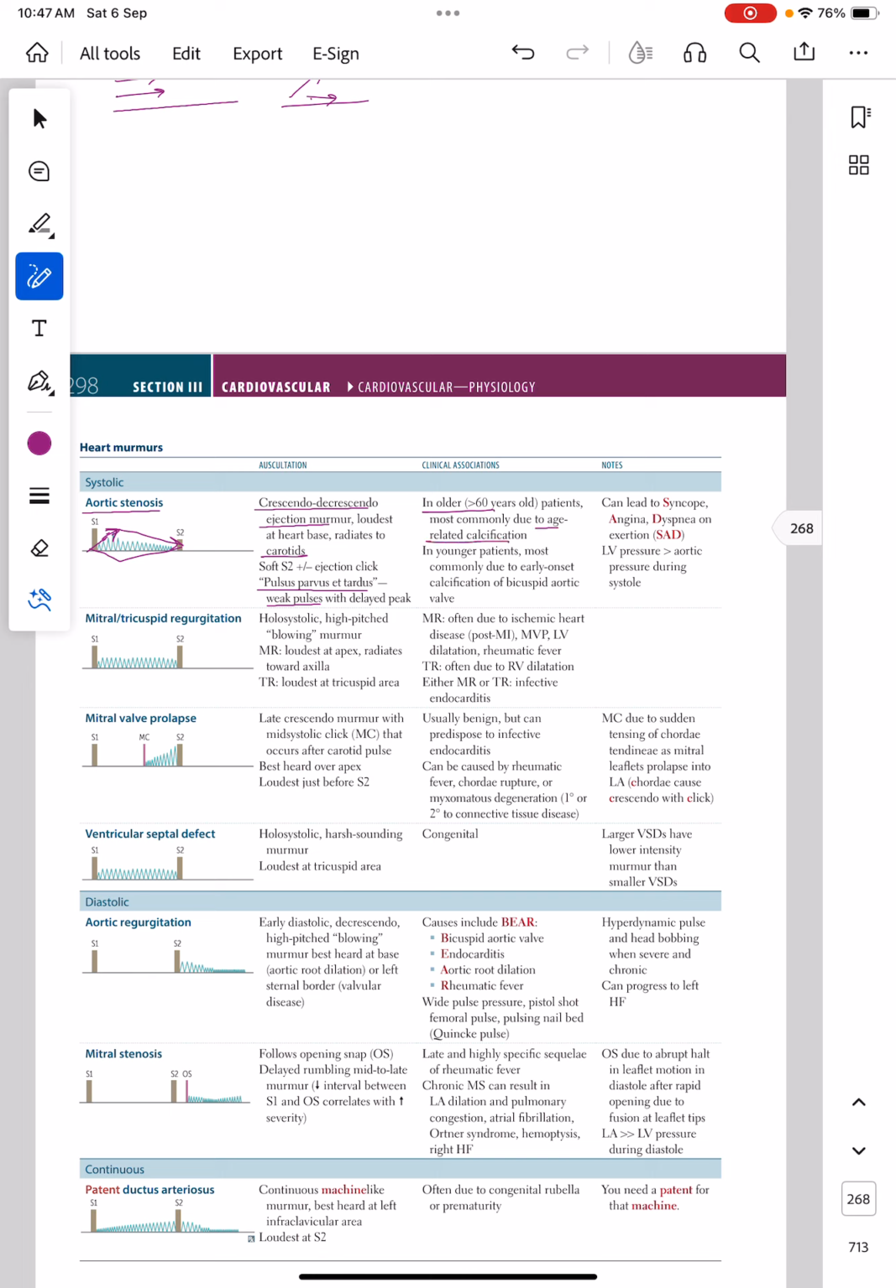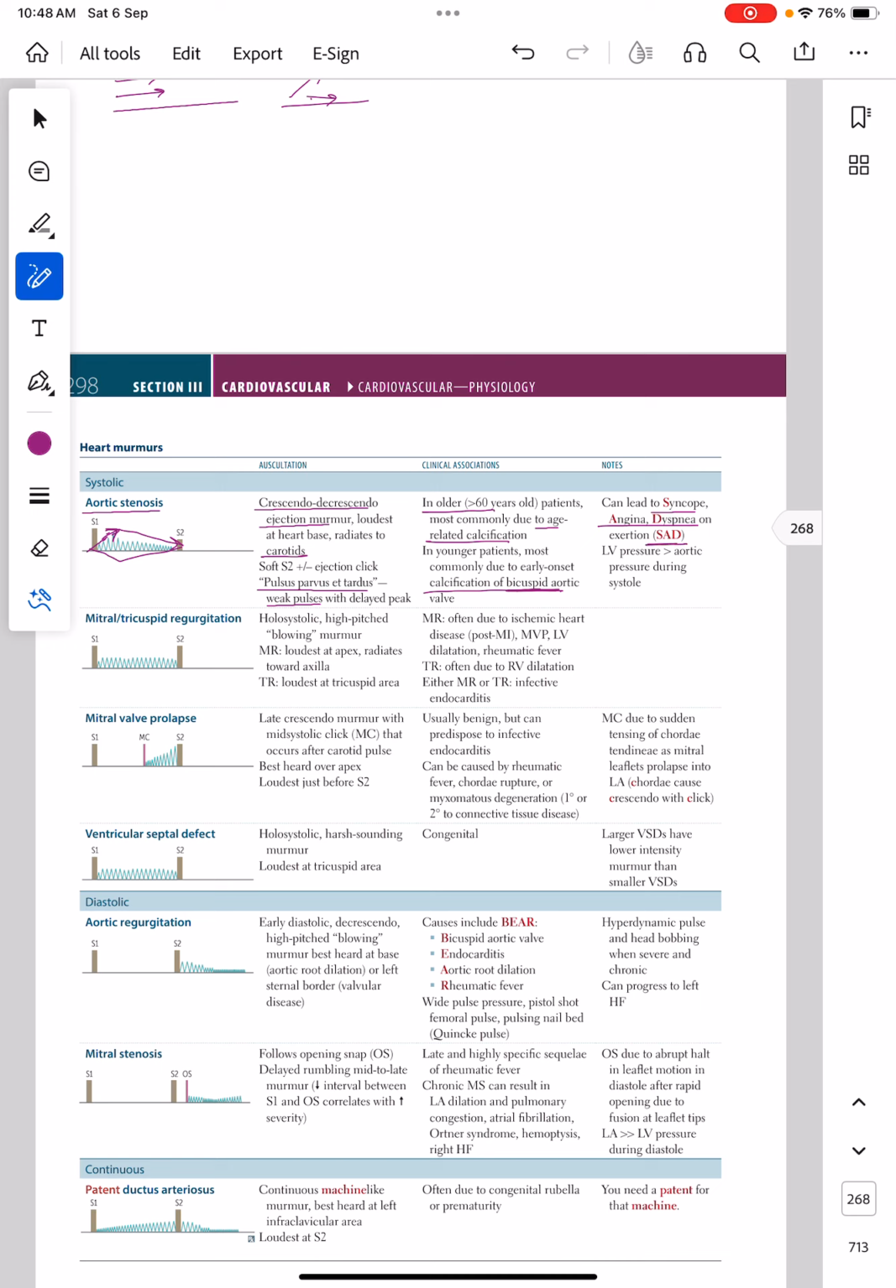So it happens in the elderly, and most commonly it is due to age-related calcification. And in younger patients, it is due to calcification of the bicuspid valve when the shape is bicuspid. So eventually left ventricular hypertrophy occurs, and it can no longer cope with the higher pressures. So it results in syncope, angina, and dyspnea. You can remember it with the SAD mnemonic.